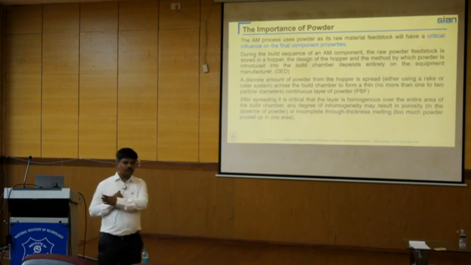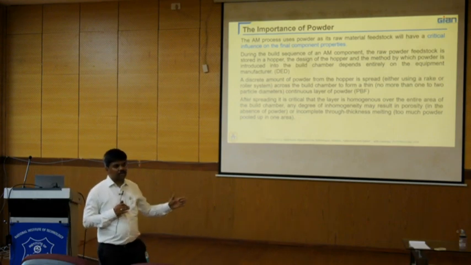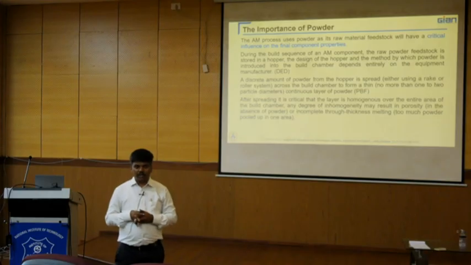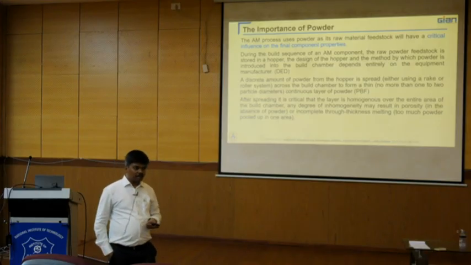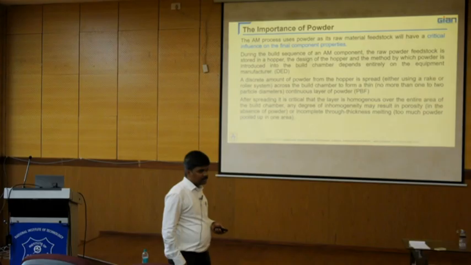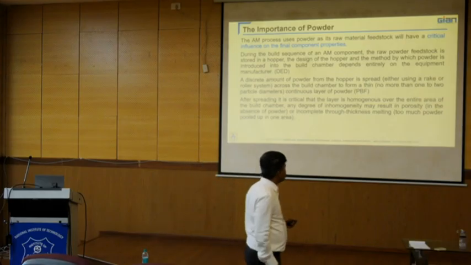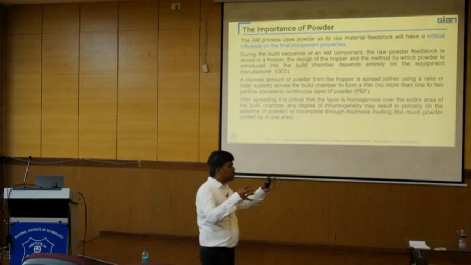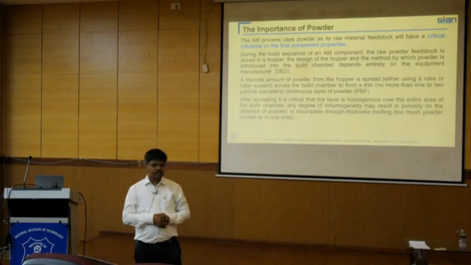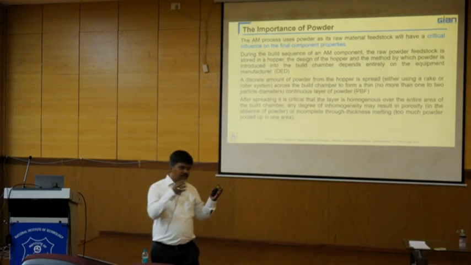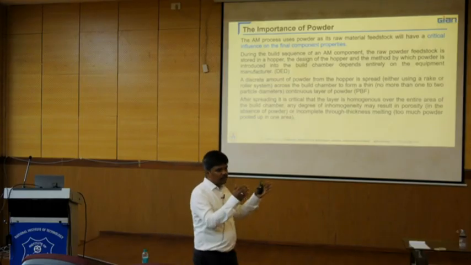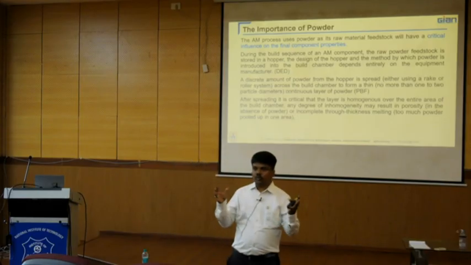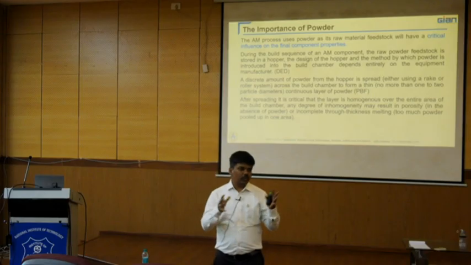The powders must be homogeneously distributed in the build platform area. For that we need to have a Gaussian distribution of the powder particles. That is what is important in the Gaussian distribution. If too much powder is pooled in one area, what will happen? Definitely the laser will interact with that pooled powder, and it won't melt those pooled powder particles properly.